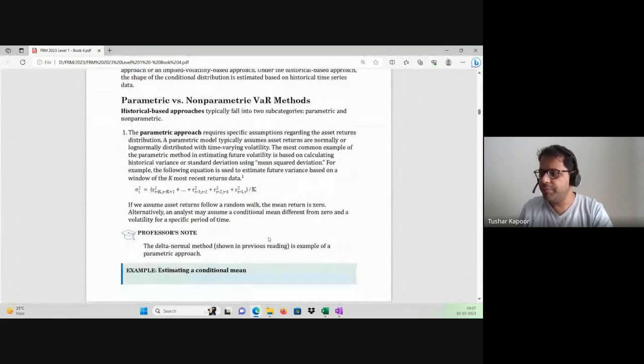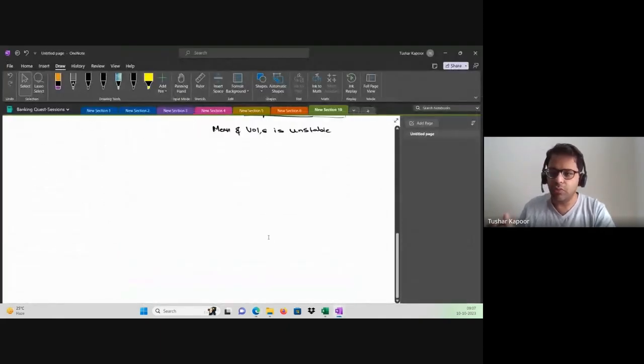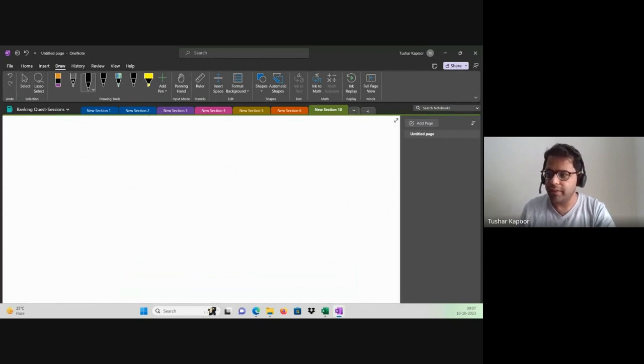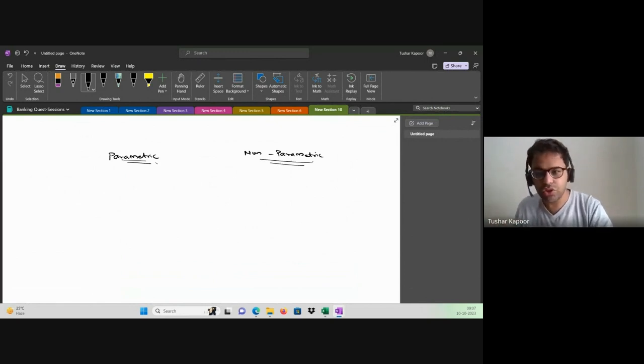Then we come to parametric and non-parametric VaR method. So let's just first talk about what is parametric and non-parametric term. Parametric, non-parametric. And this definition of parametric and non-parametric that I'm going to explain to you is not valid just for VaR. These are two specific statistical terms which can be used for anything.